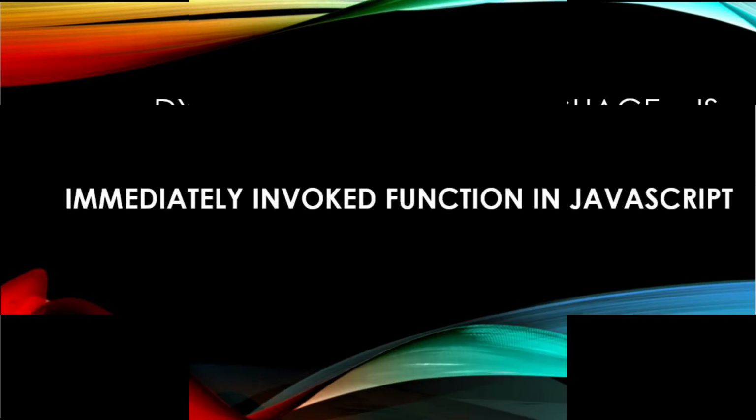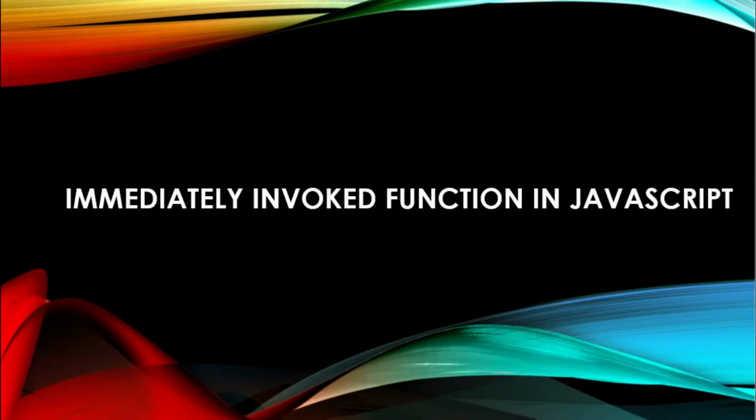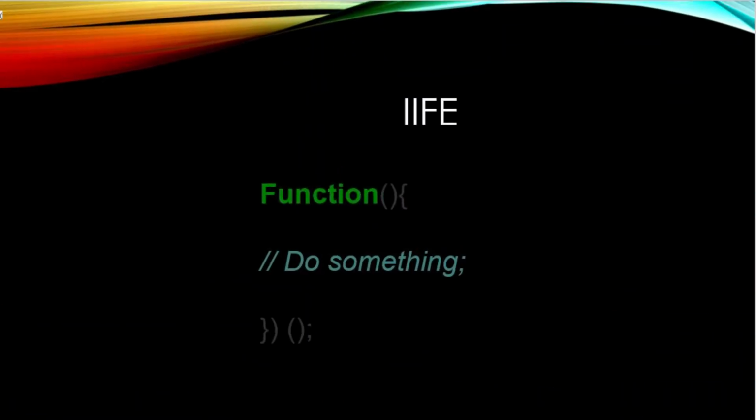What is an immediately invoked function in JavaScript? An immediately invoked function is a function that runs as soon as it is defined. If you see the syntax here, it has two sets of parentheses. Now let's understand these two sets of parentheses.